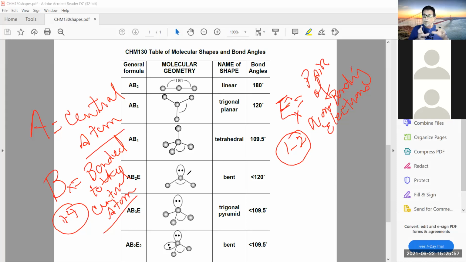So once we figure out from the valence electrons a particular structure which gives us A, B, and E, we come to the shapes table and look up in the first column the general formula for that particular compound. So if it turns out to be AB4, for example, which is the most common one, where you have A as the central atom and 4 things bonded around the central atom, guess what? Its molecular geometry is called tetrahedral.